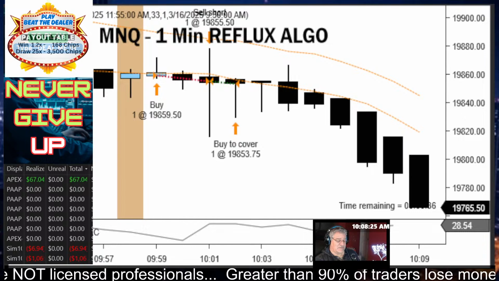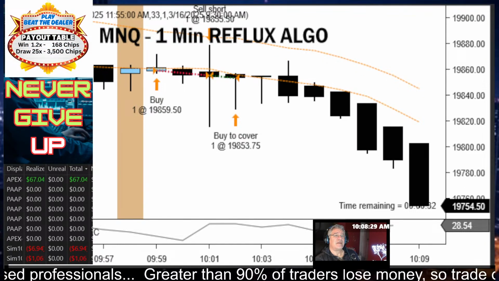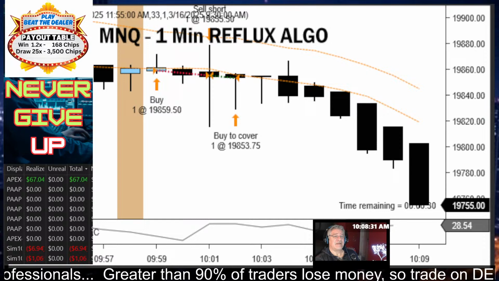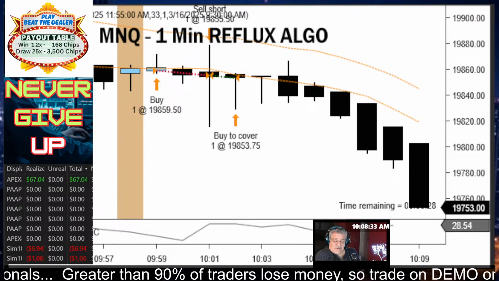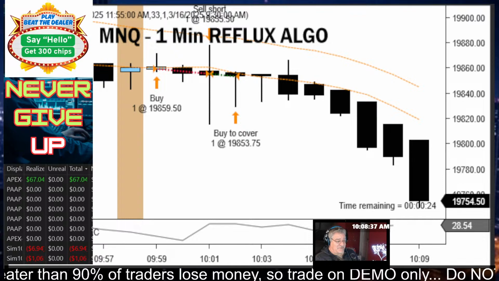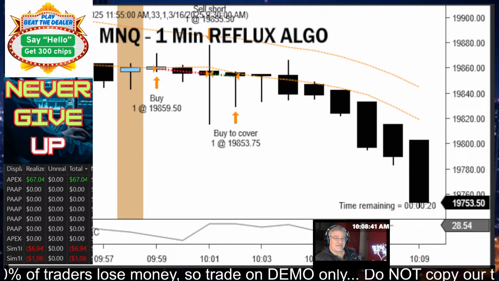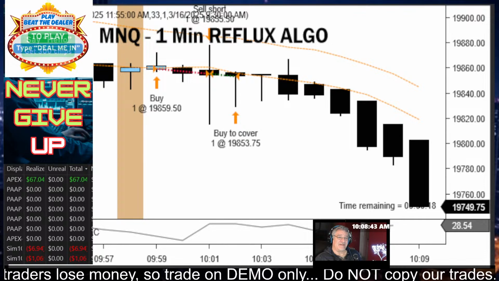This is a strong move down. I can't get in it. That's okay, because I would have only gotten in as a FOMO trade. What would I do? I would get into a 1-lot, 2-lot, 3 lots. I would probably take a small profit because you don't know where your stop is.